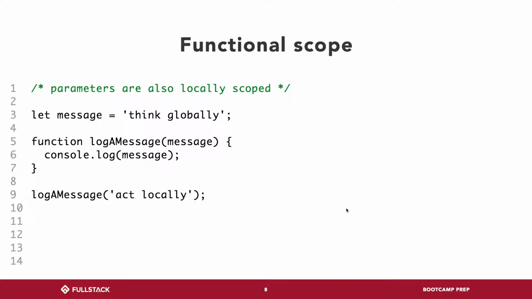Now, if we didn't have any parameter, then it would be think globally, because it looks inside its scope and says, oh, I can't find message, so let me keep going out into the higher and higher scopes. And then it says, oh yeah, I found this, so let me just log think globally. But in this particular case, it would be act locally, because we go from inside out, and whatever variable we encounter first is what we log.